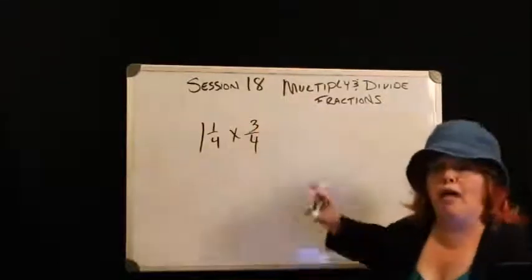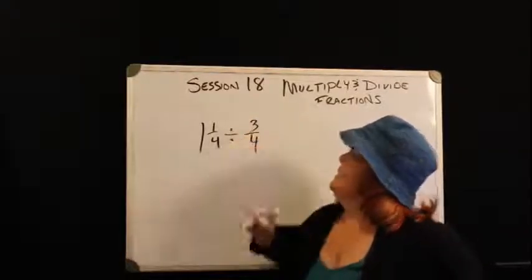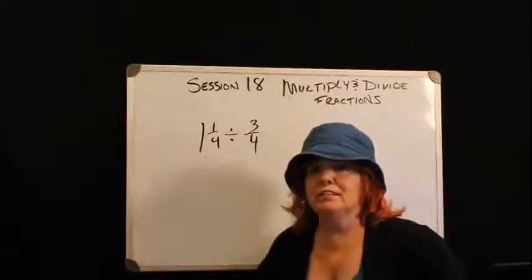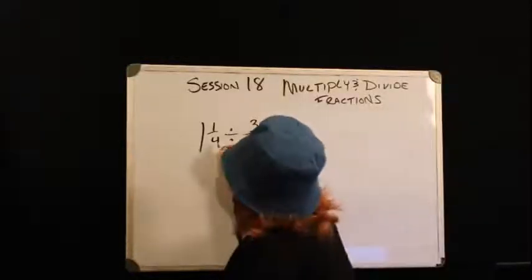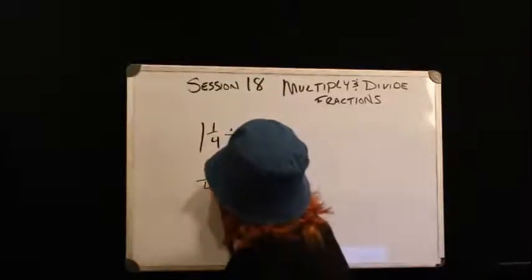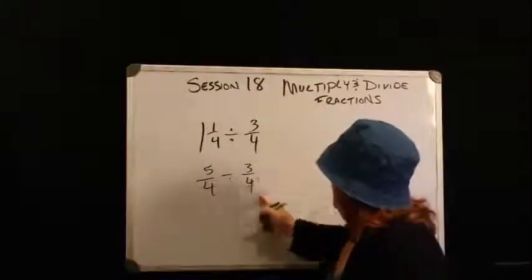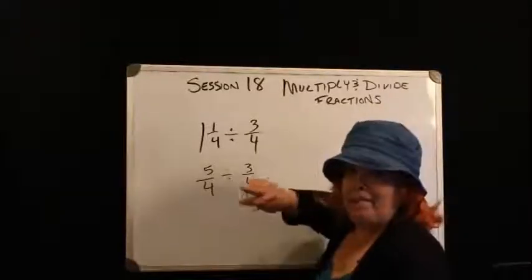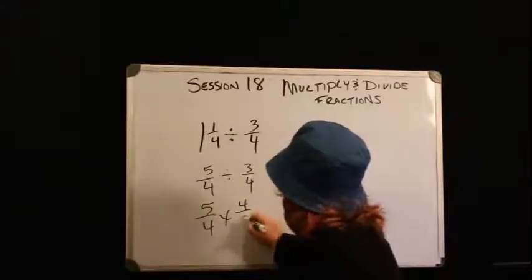Okay. So before I go ahead, whoops, that's not times, that's divide. Before I go ahead and do this, what do I need to do? You need to make that a regular fraction, not a mixed fraction. 4 times 1 is 4, plus 1 is 5 over 4. 5 fourths divided by 3/4. And what do I need to do with this one? You need to turn it upside down. And then 5 over 4 times 4 over 3.